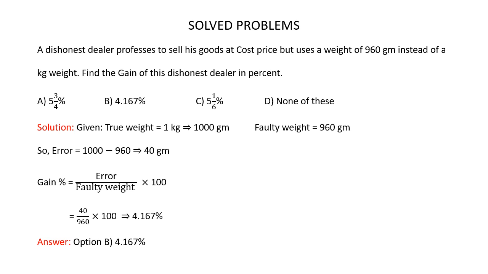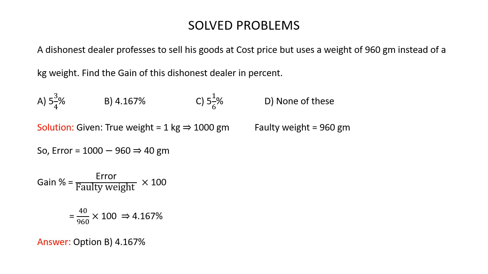Now it's given that the true weight is 1 kg. 1 kg is nothing but 1000 grams. But the dishonest dealer uses a faulty weight of 960 grams. So faulty weight is 960 grams. So error is 1000 minus 960, which is 40 grams. So we know that the error is 40 grams and the faulty weight is 960 grams.